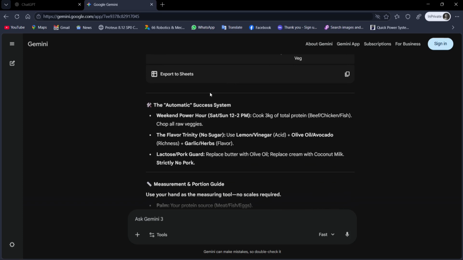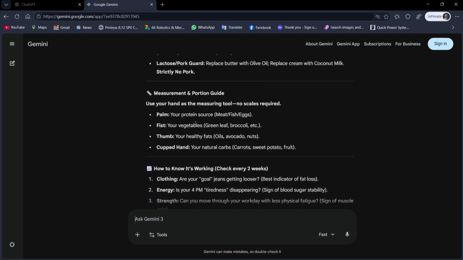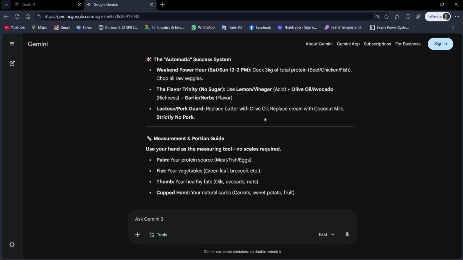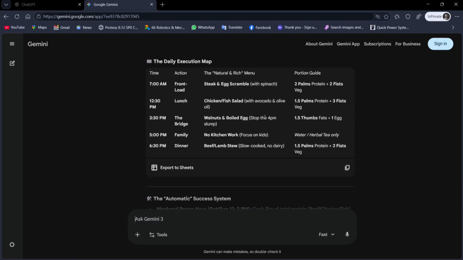The automatic success system, weekend powerhouse, it definitely added this at the end. Measurement guides. So basically, it did everything. Even though this was not really what I was expecting, it kind of still did it in the right way anyway. So you can definitely prompt it more. You could dive deeper, get more from this, and see how it's gonna go, right? So basically, that's it.